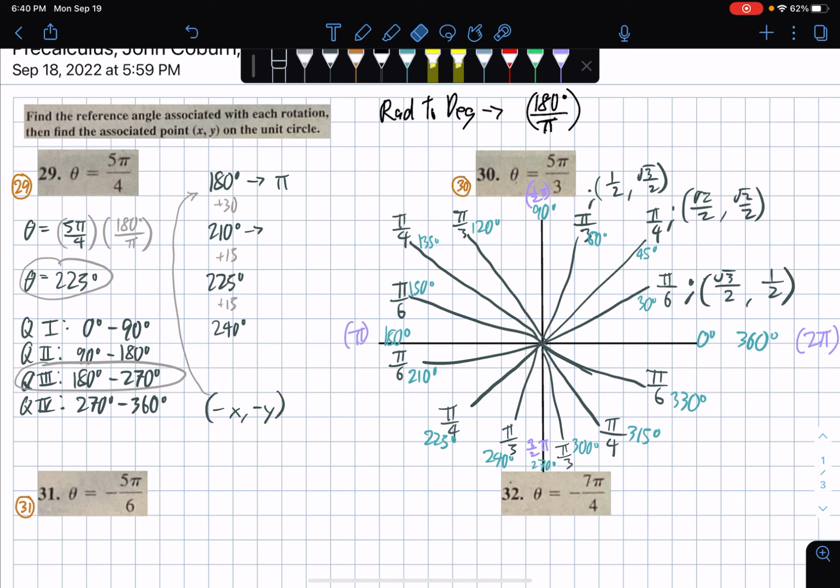For 210 degrees, as you can see here, it's pi over 6 in a specific formation, wherein for pi over 6, these are the associated points on the unit circle. You have to note that for pi over 6, the x will always be square root of 3 over 2, and the y will always be 1 over 2.